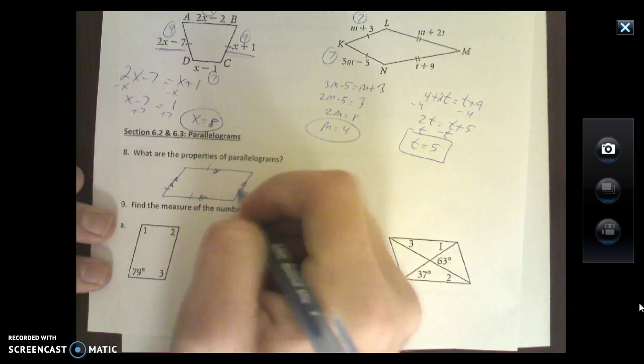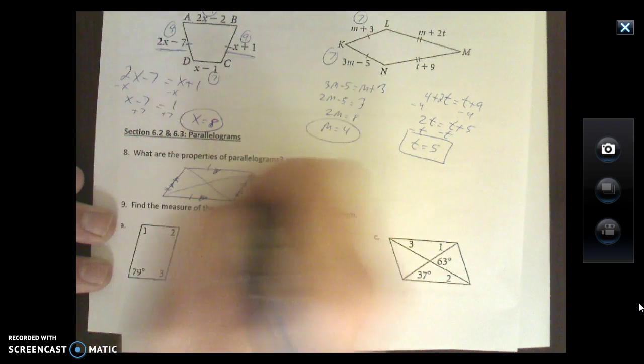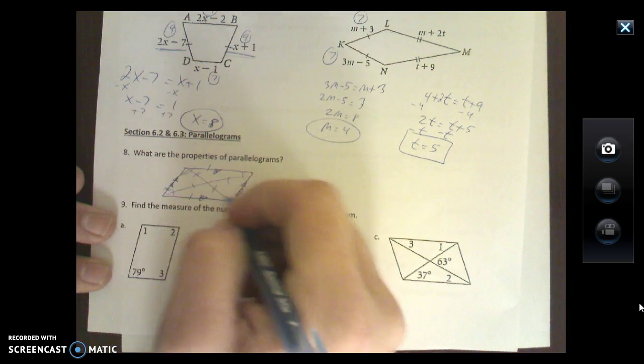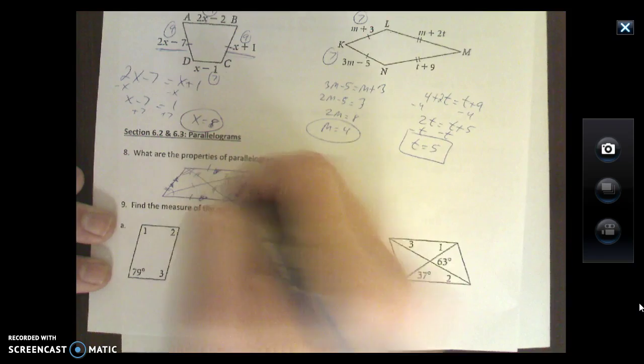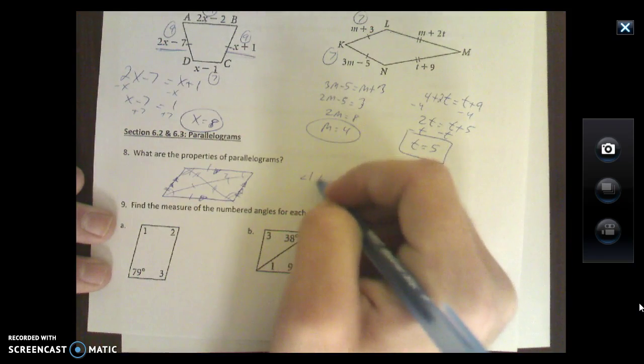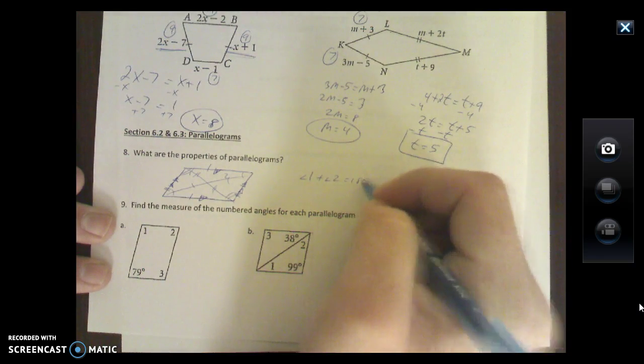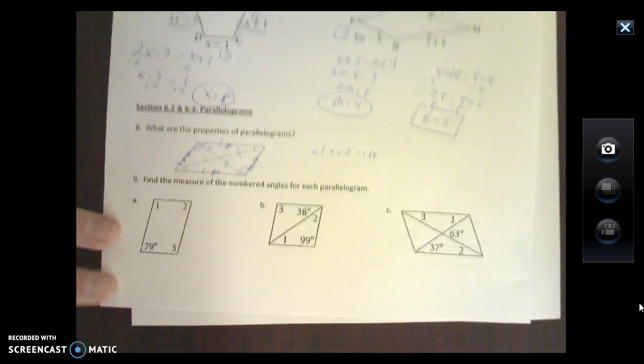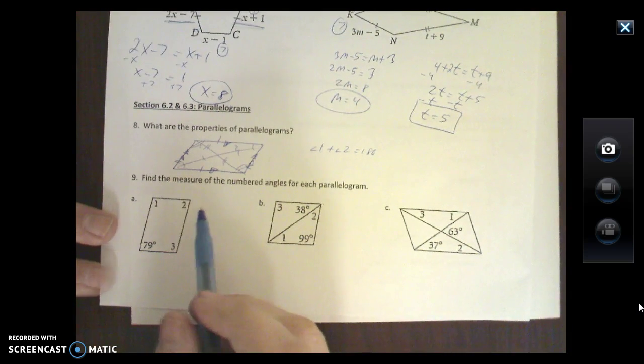Opposite sides congruent. Diagonals bisect. Opposite angles congruent. And angles next to each other add to 180. Okay, that's pretty much all that we need for a parallelogram. Now, using that knowledge, we can take a look down here.